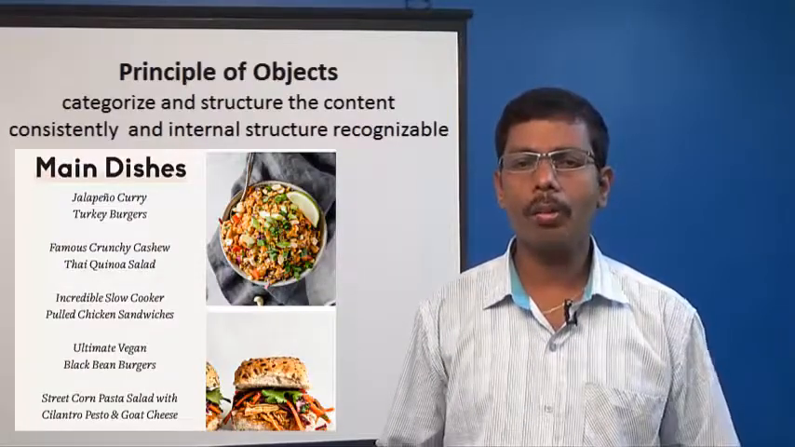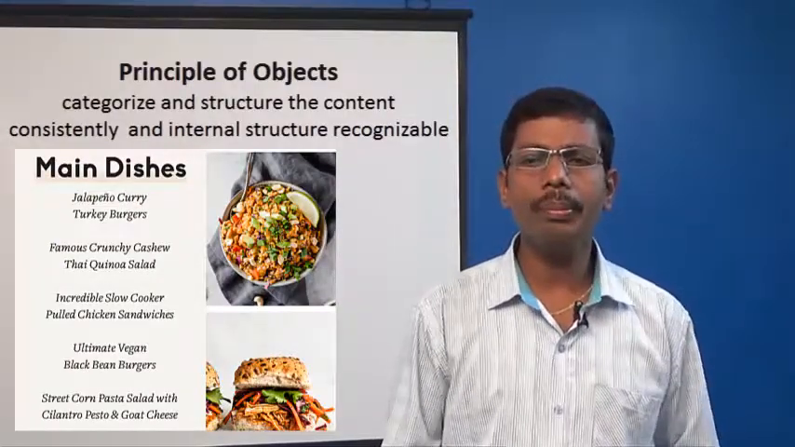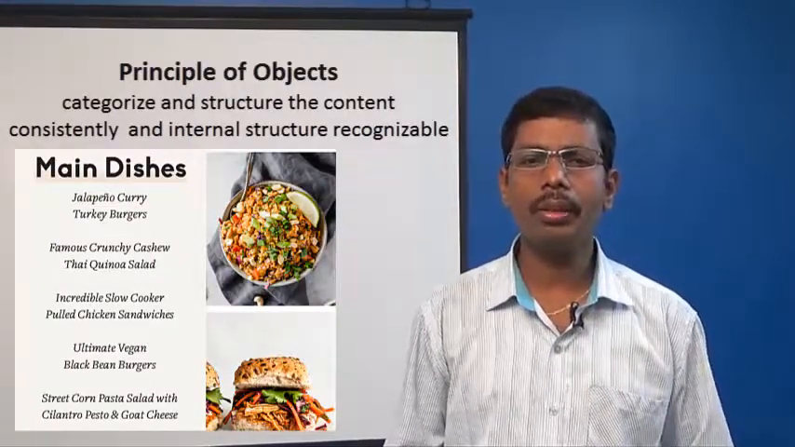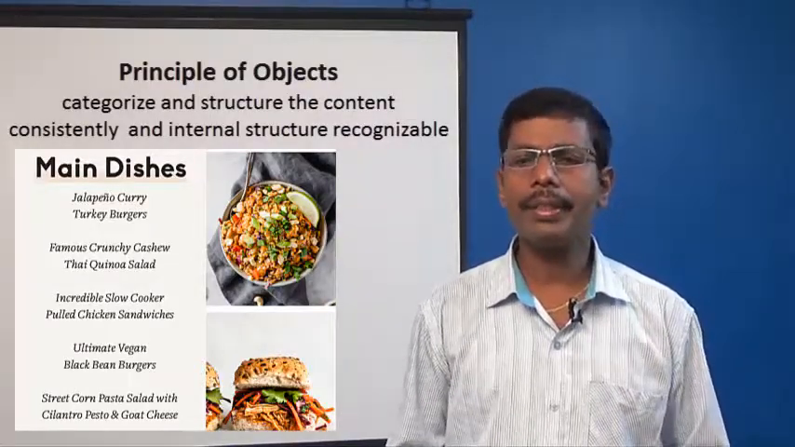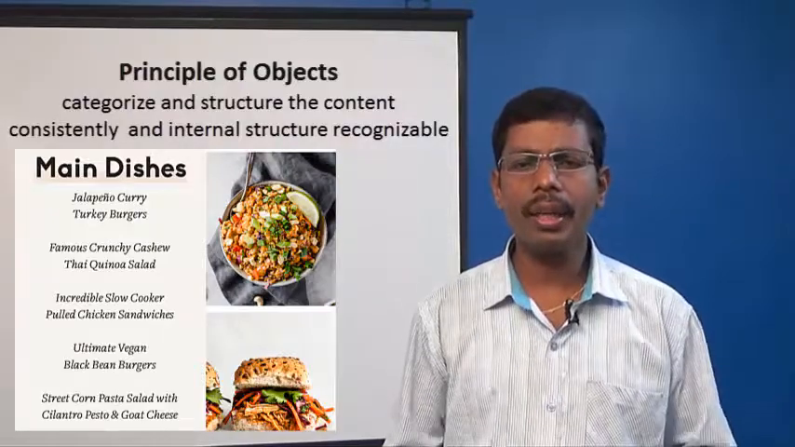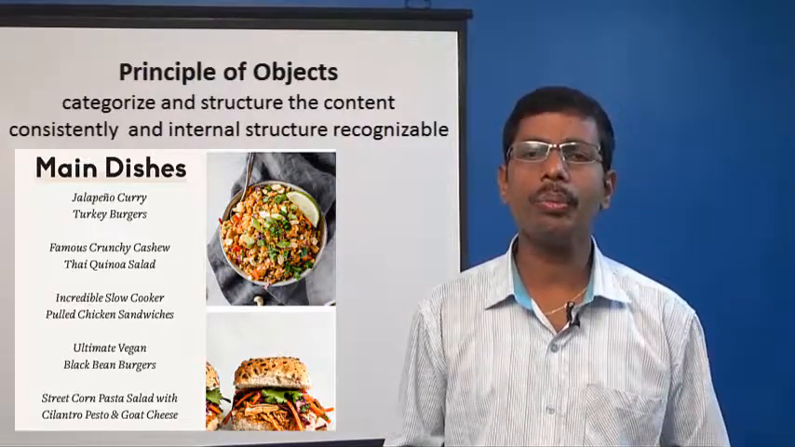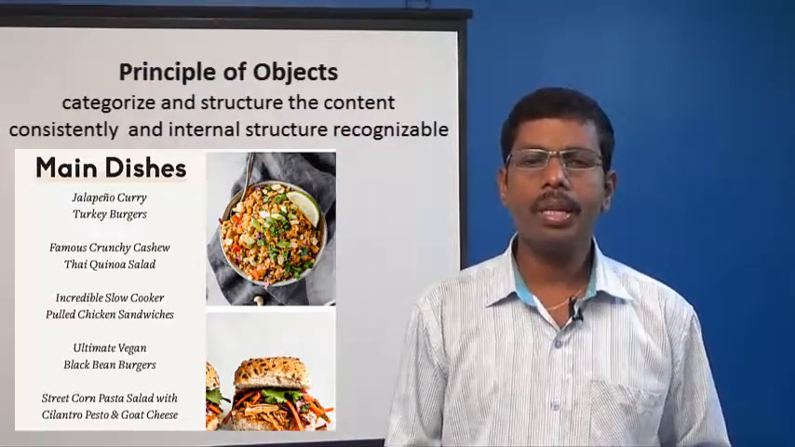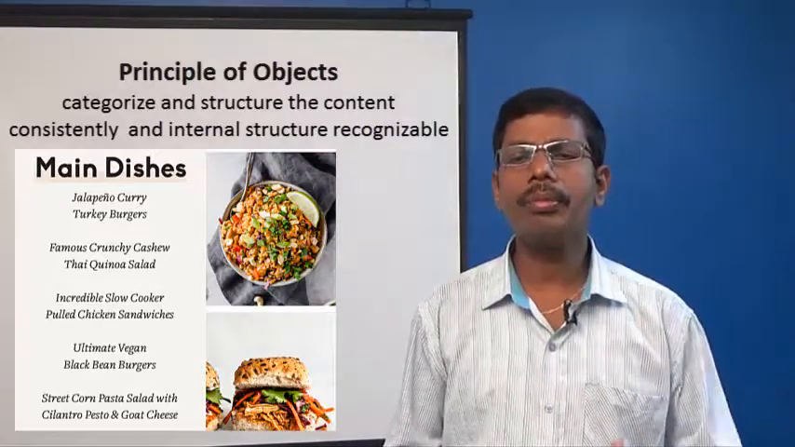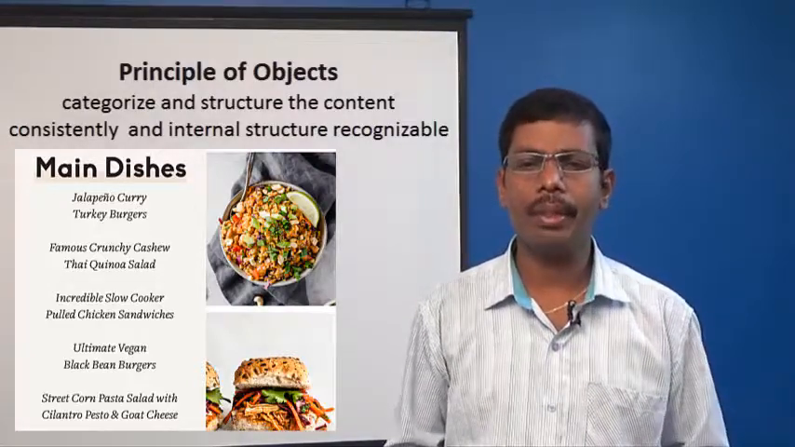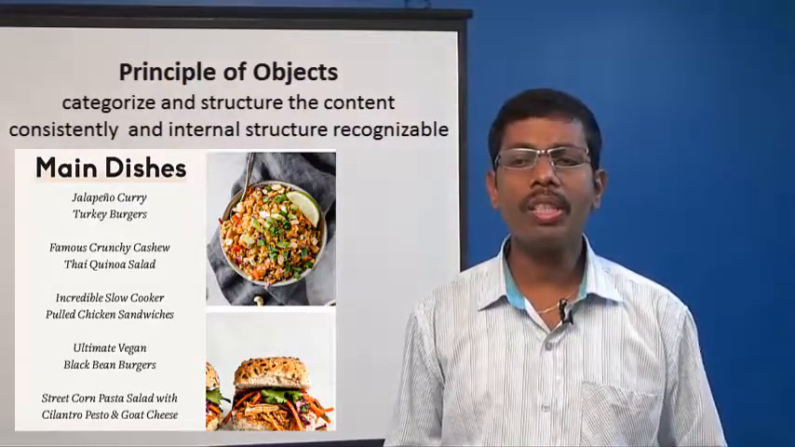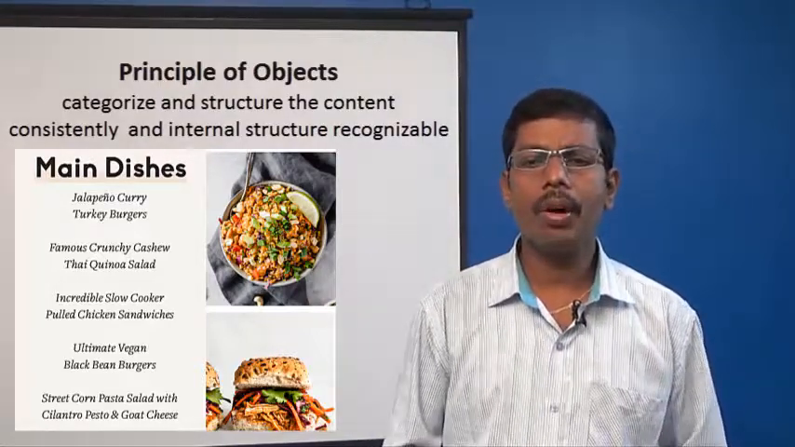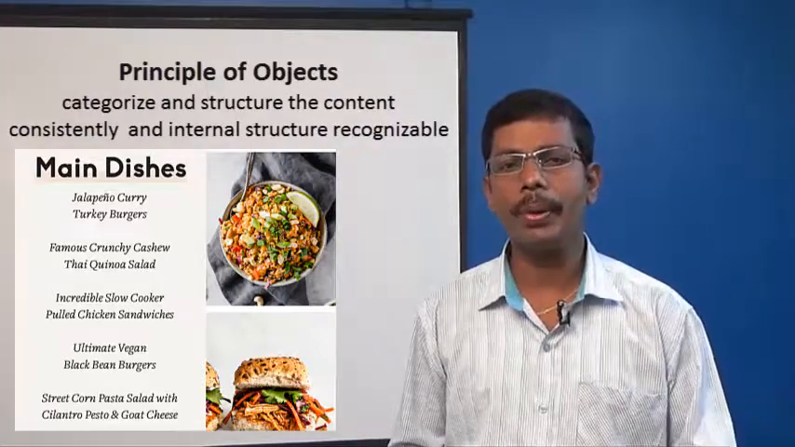The principle of objects: treat content as a living, breathing thing with a life cycle, behaviors and attributes. We should categorize and structure the content consistently, and the internal structure should be recognizable, such as the different types of ingredients in a recipe, and a discrete set of behaviors, such as how recipes can have variations or can become more or less important.